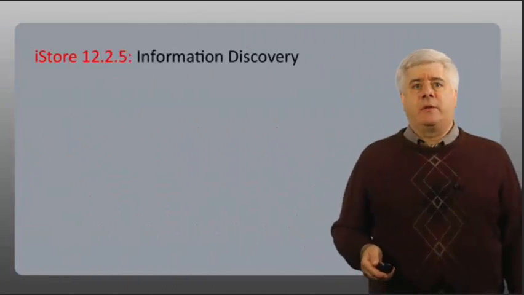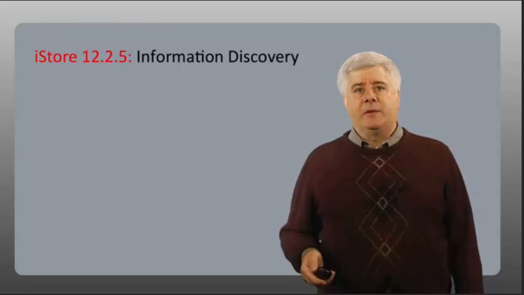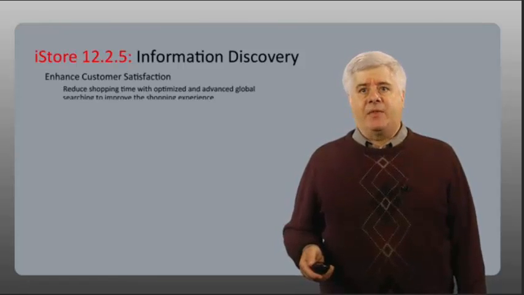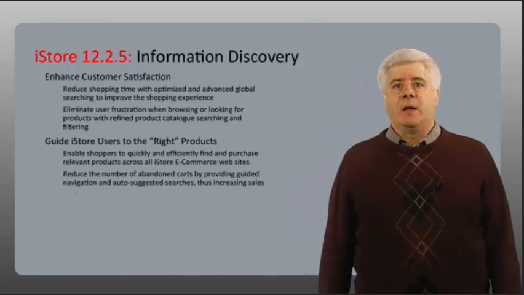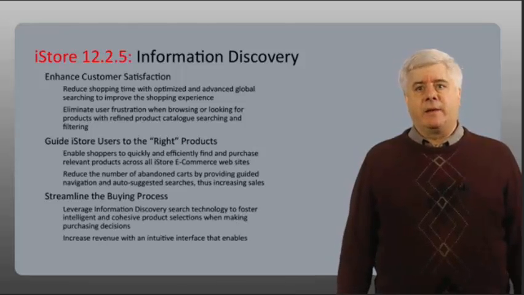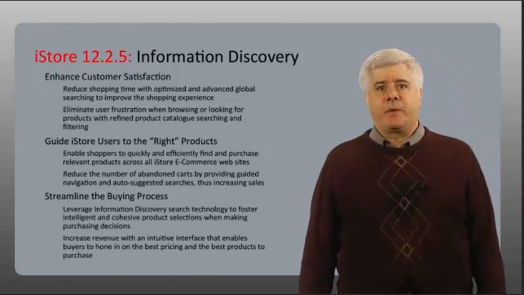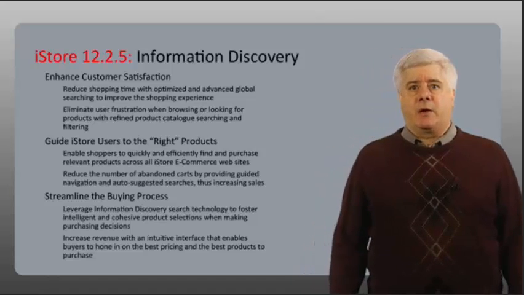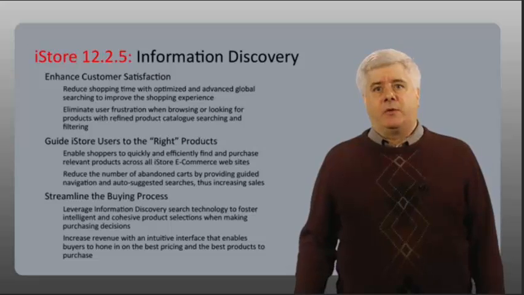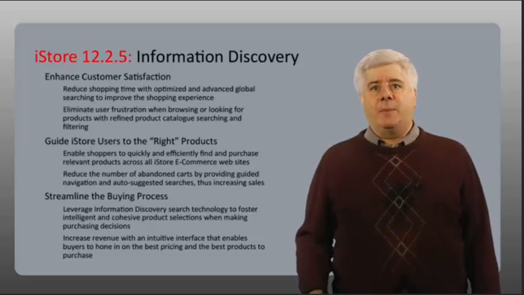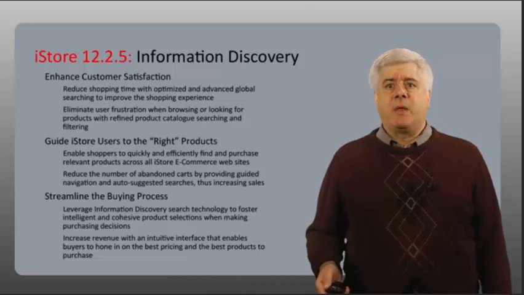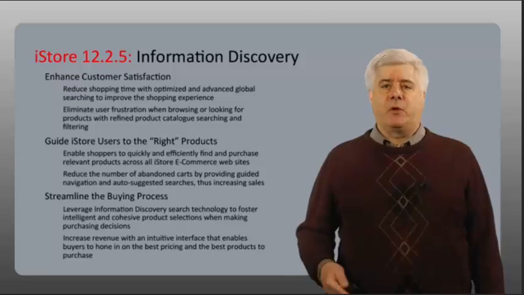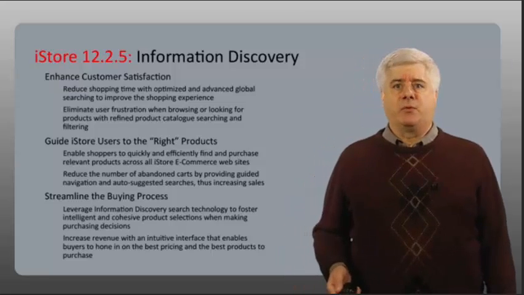And last but not least, for iStore 12.2.5 is the information discovery. This is a new feature within iStore that replaces the old search capability with a brand new guided selling, guided navigation search capability. It allows customers across the entire iStore application to have a global search area where they can type in products that they want to purchase or look at, and immediately the information discovery application facility will show them type ahead suggestions. So it'll auto-suggest the type of things they may want to look for.